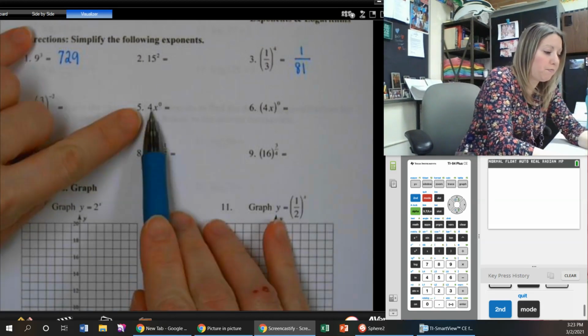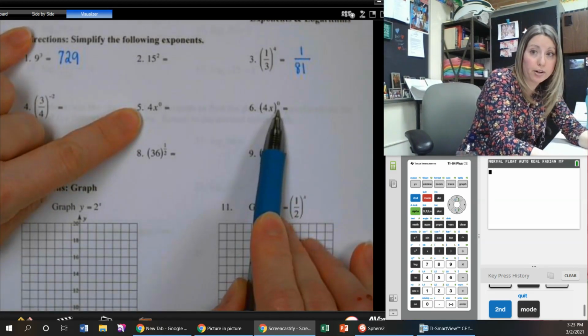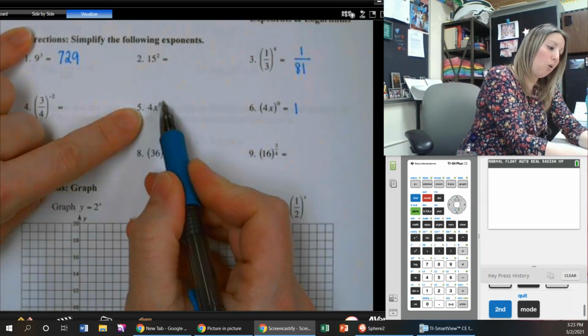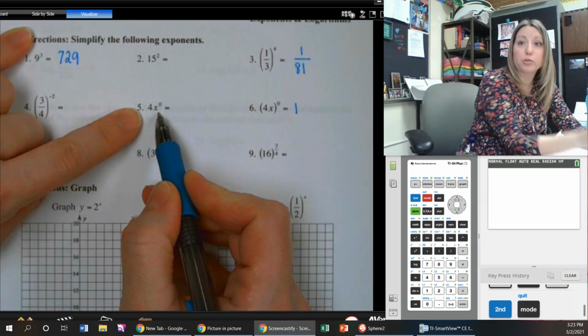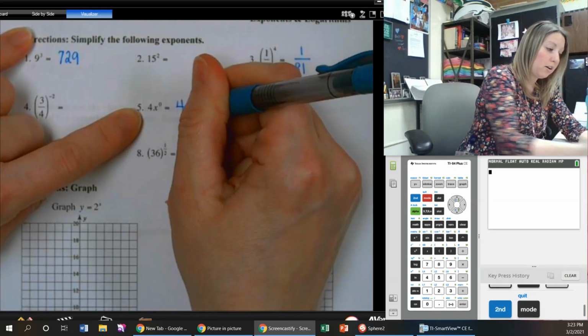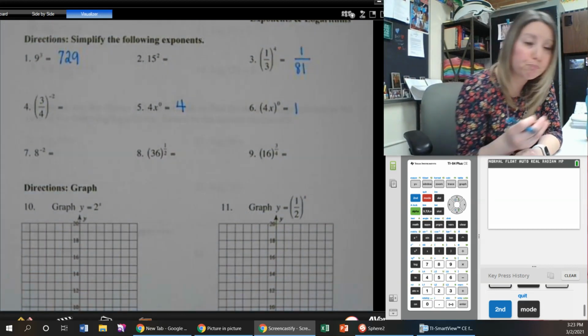The difference between 5 and 6. The whole thing on number 6 is being raised to the 0 power. So the whole thing is 1 versus over here, only x is being raised to the 0 power. So only the x is 1. 4 times 1 is still 4. So you have to be careful about what's being raised to the 0 power.